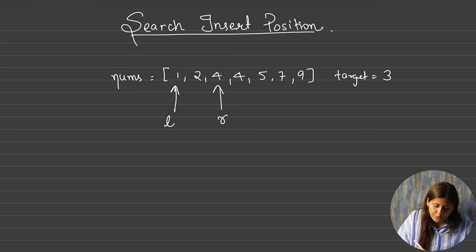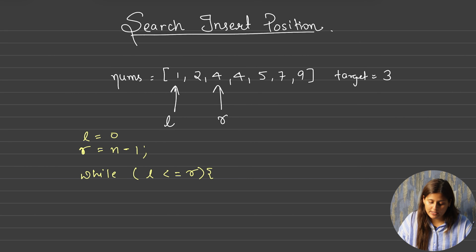We know that we have to initialize our left variable with 0 and right variable with the last index, which is nums.length, let's say n - 1. And now we want to run this until our left crosses right. Until it is equal, we'll keep on running.